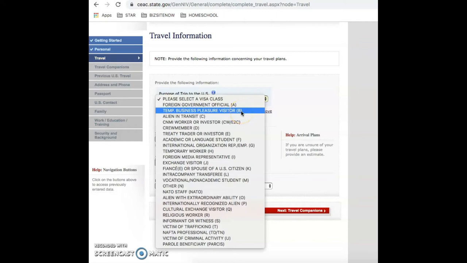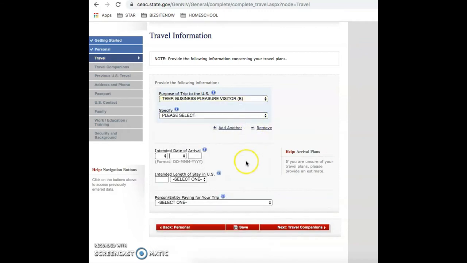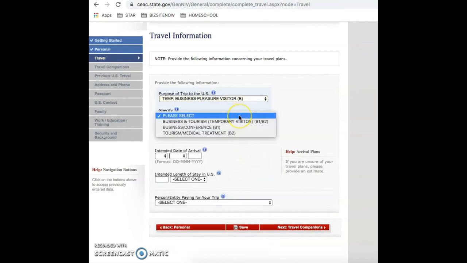So just click this one, yung B nga, and then specify. So are you attending a business conference? Or are you going to go to the US because of tourism or medical treatment? What we did here is we put B2.